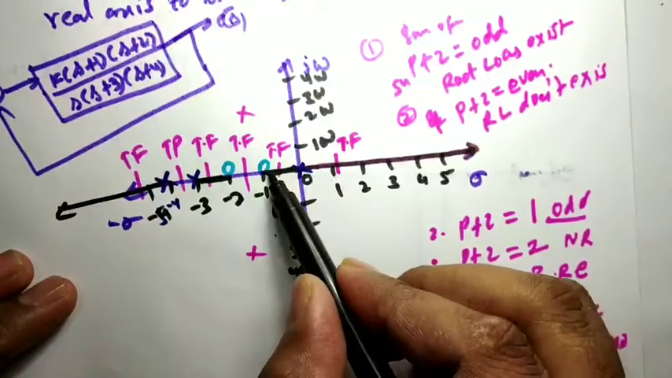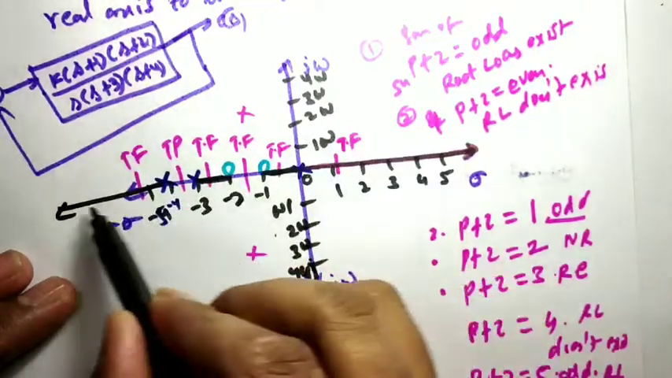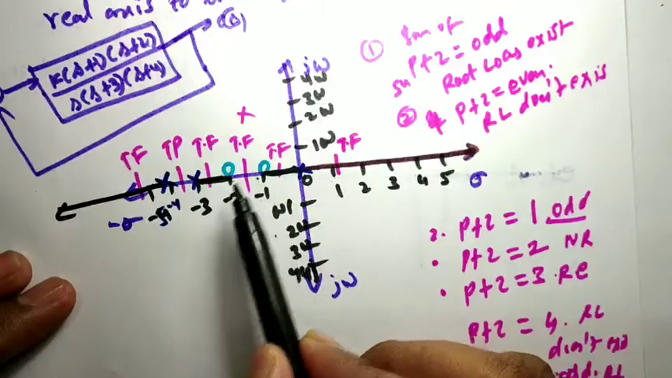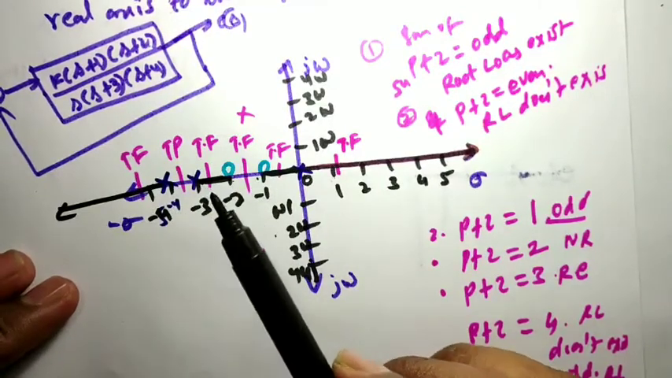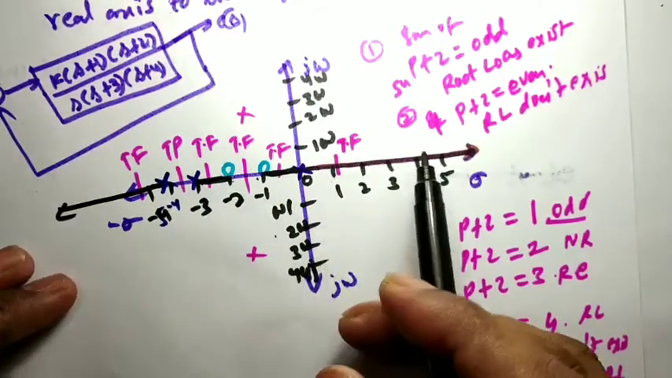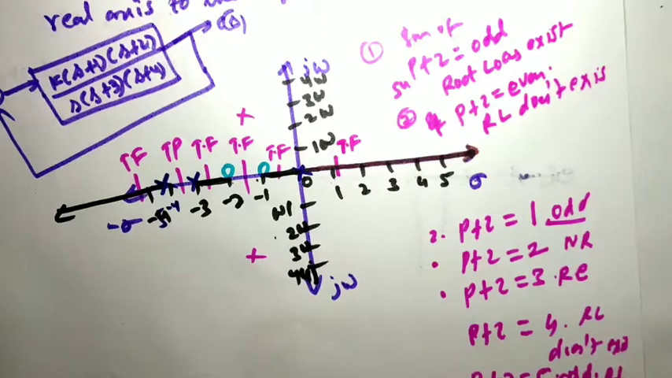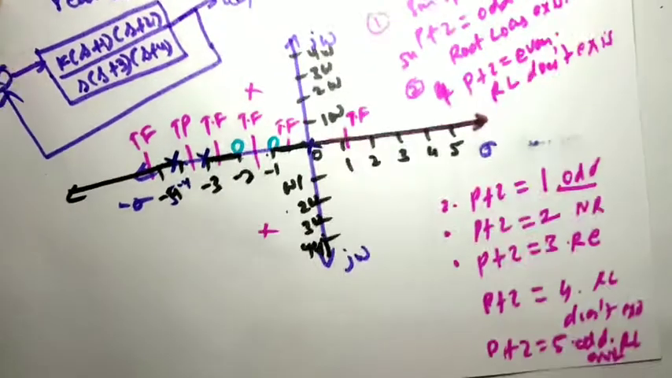So this portion is a root locus, and this portion is a root locus, and this portion is a root locus. This portion is not root locus, and this portion also is not root locus. Okay, so this is rule 3. So next we study rule 4, that is asymptotes. Rule 4 is asymptotes, meaning the angle of directions. So next one is asymptotes.